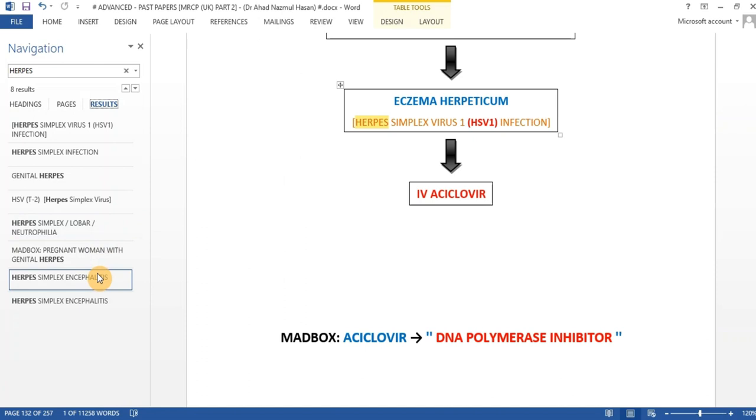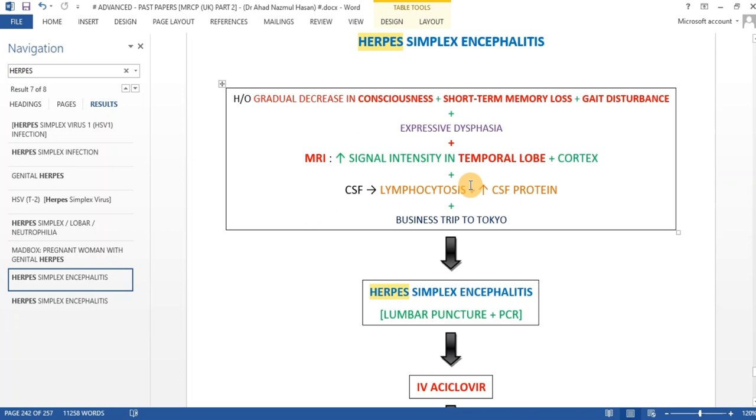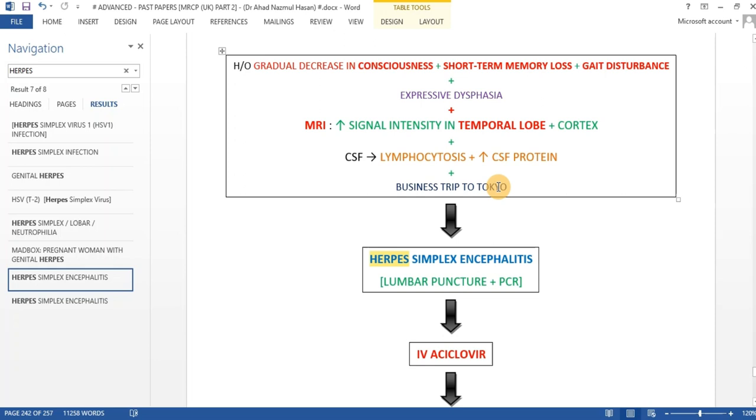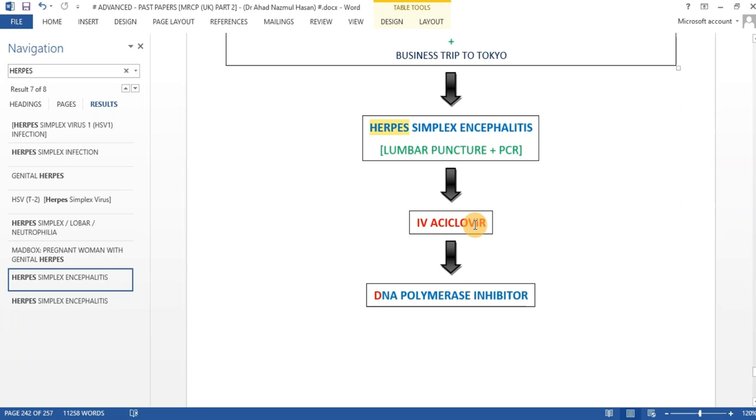So history of gradual decrease in consciousness with short-term memory loss, gait disturbance, expressive dysphasia with MRI or CT changes showing increased signal intensity in the temporal lobe. And temporal lobe changes are always pathognomonic of herpes simplex encephalitis, CSF showing lymphocytosis, elevated CSF protein, and sometimes they may give a history of business trip to Tokyo or to Japan. And the most likely diagnosis is herpes simplex encephalitis. Choice of investigation should be lumbar puncture and PCR. Choice of treatment, IV acyclovir. And acyclovir is a DNA polymerase inhibitor.